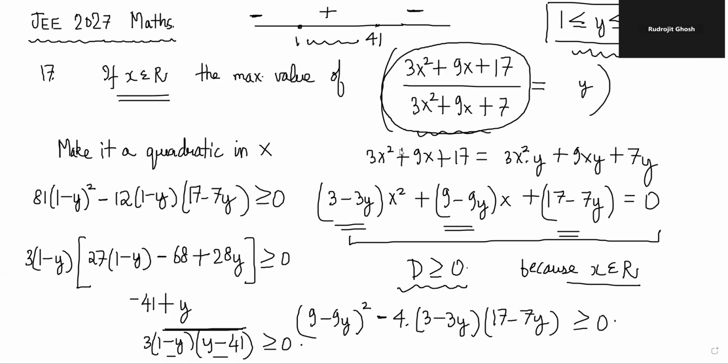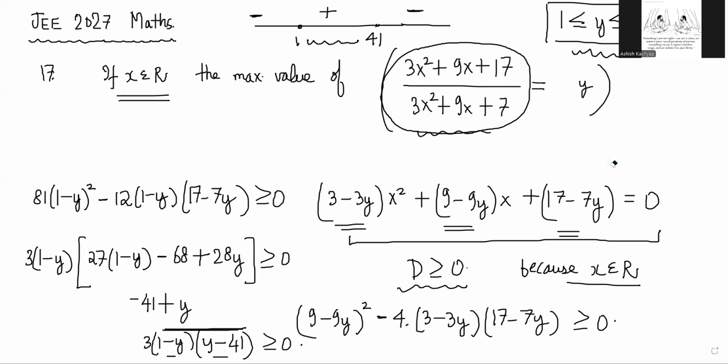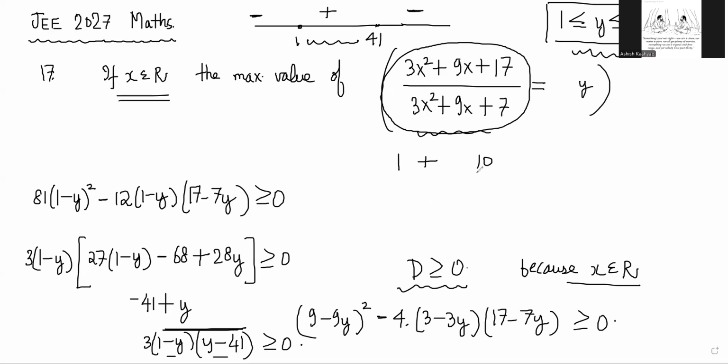Yes, sir. That is the general process for such questions. But in this problem, you could have done it in a faster way because everything is so similar. Sir, how? The whole expression is 10 plus this. Let 3x² + 9x + 7 be t. Then on top you will get 3x² + 9x + 7 plus 10, so you can divide and say 1 plus 10 by this. This is the expression; we have to find its maximum value.